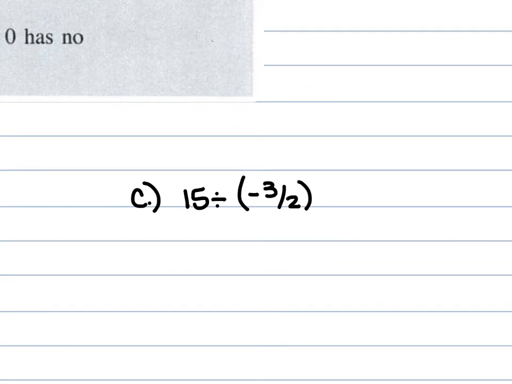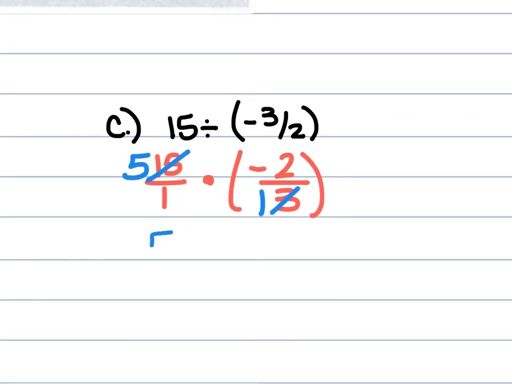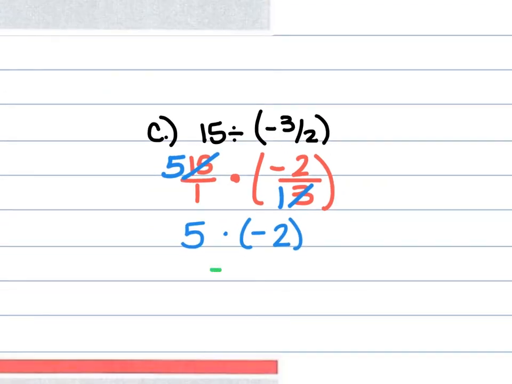For C, we have 15 divided by negative 3 over 2. Remember, division, keep, change, flip. So this 15 can also become 15 over 1. We're going to deal with now multiplication, and we're going to flip that second fraction to be negative 2 over 3. We can now cross simplify. The 3 and the 5 share a common factor of 3. The 3 goes into 3 one time, and 3 goes into 15 five times. So now this is 5 times negative 2. 5 times negative 2 is negative 10.